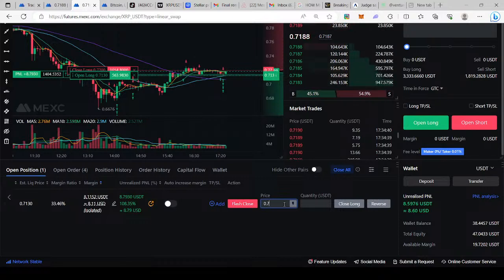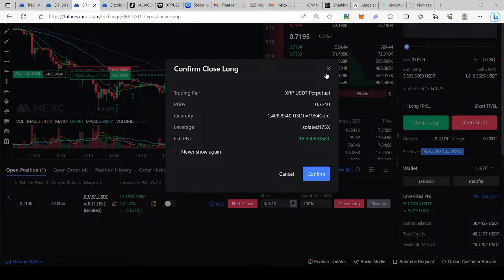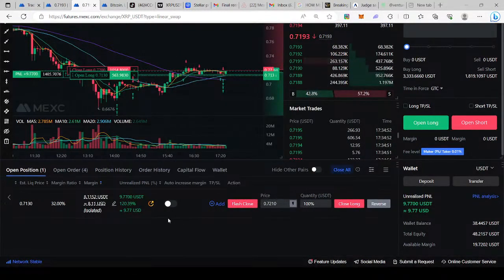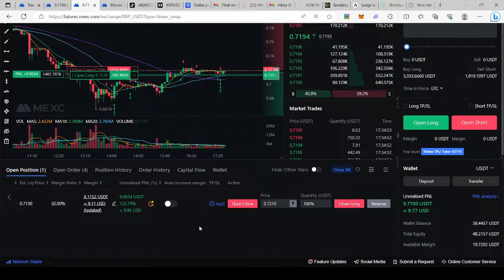And at 0.7210, I'm going to take 100%. So why I'm getting this move here, and that's just because, go ahead.